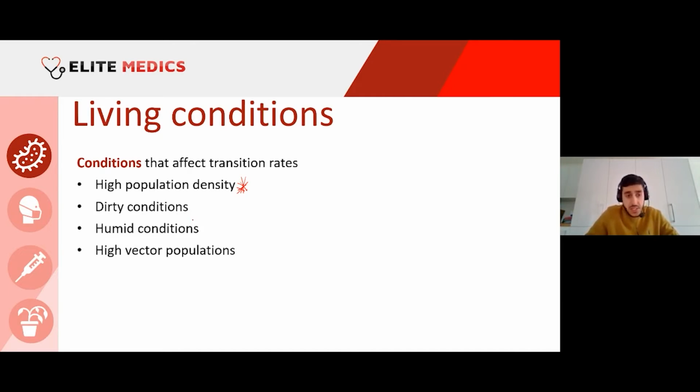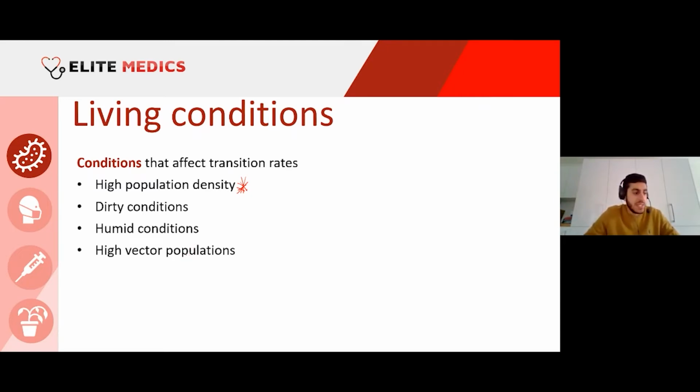Things like having dirty conditions. So if you're not having clean water, clean food, all that kind of stuff, that can obviously affect the rate of transmission. Living in humid conditions as well, that can also have an effect. And then having a high vector population. So if you live in a country which has a lot of mosquitoes, you're probably more likely to get malaria than if you live in the UK where there's not many mosquitoes. So again, all basic stuff.